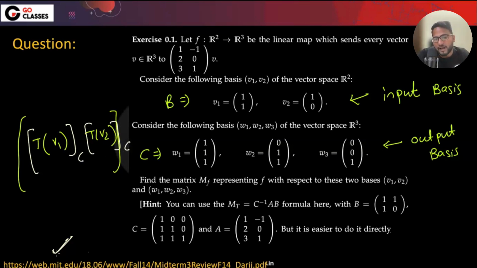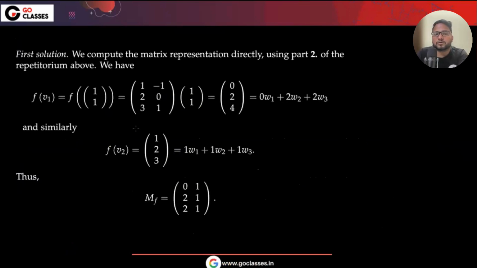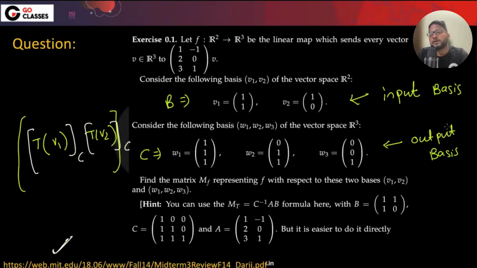In fact, at MIT they have both the methods for clarity. I've taken this question from MIT, and they show both the methods. In the solution also, they say this is the first solution and this is the second solution. So let's not do this one, since it is calculation heavy, but let's try the other way. The other way also requires calculation to represent finally in the basis of C, but that's fine. You just try to do it the other way.